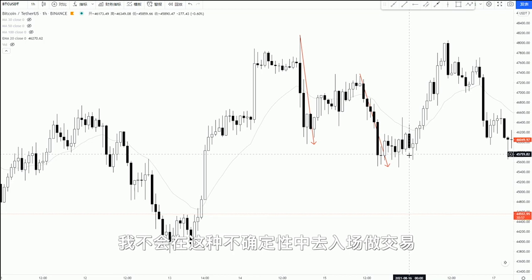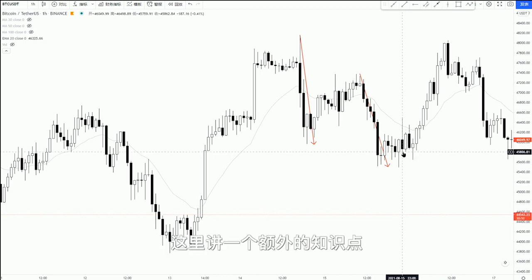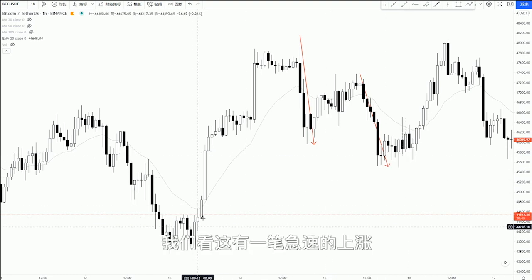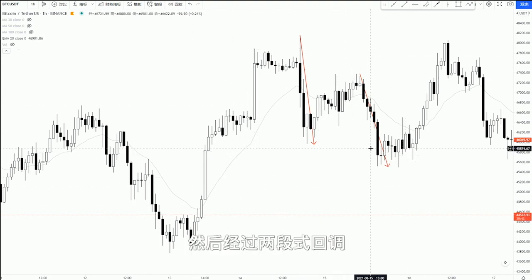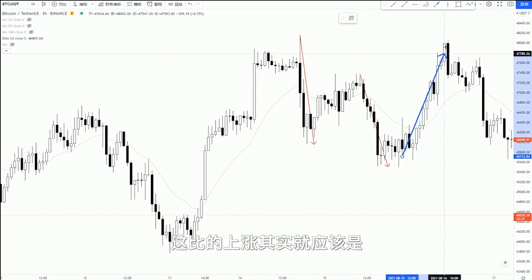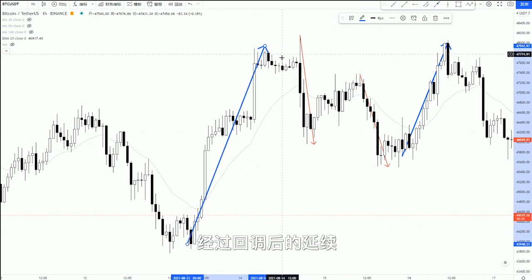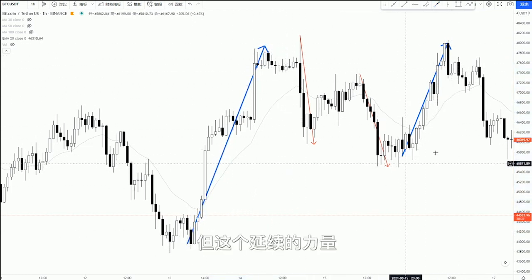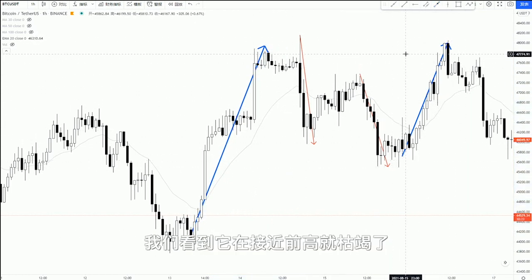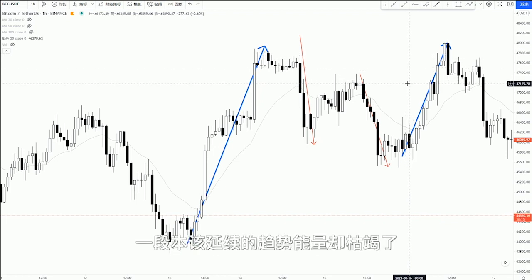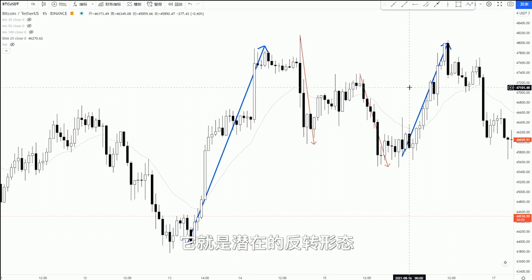Now, as an additional point, and I actually mentioned this in the last video, we saw that there was a sharp rise and then there was a two-stage pullback, so the increase over here was actually the continuation of the previous rally, but as we get closer to it, the power to continue runs out. Remember what I said in the last video? The energy of a trend that is supposed to continue is depleted, and that is the potential reversal form that I'll talk about in more detail in the reversal video.